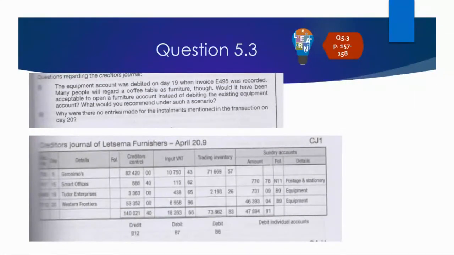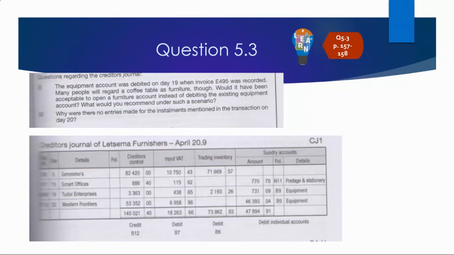And the creditors control column was completed. We had the input VAT, so the VAT we're allowed to claim, and then 2 were trading inventory purchases, and then the rest related to postage, equipment, and equipment.